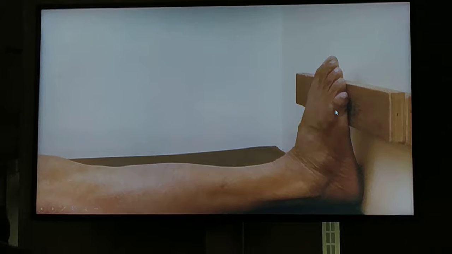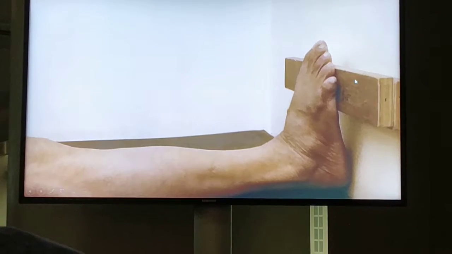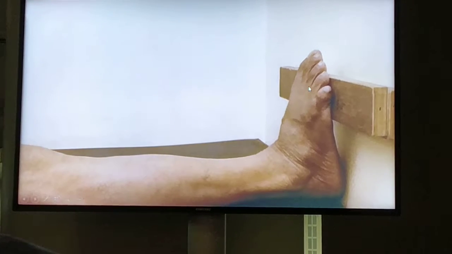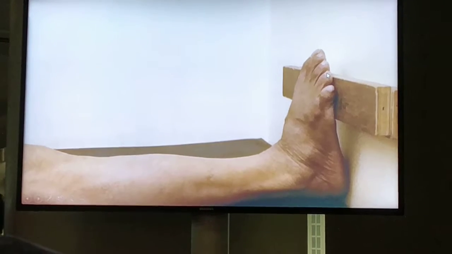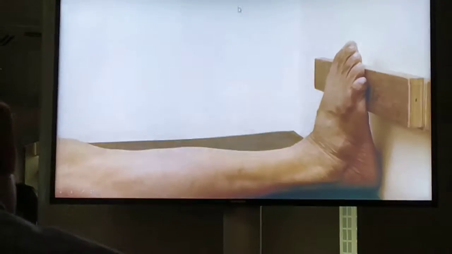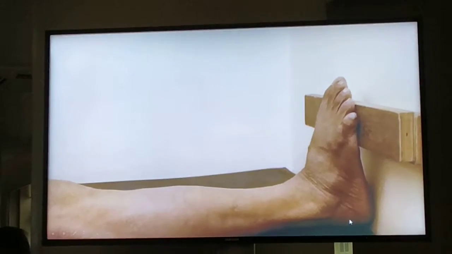This is a block. This is a block of say 1 inch block, foot block, wooden block. It has to be at the level of the metatarsal head and not at the toes. Because what I told you, the plantar fascia is at the metatarsal head. Yes? Right. Now, the second point.